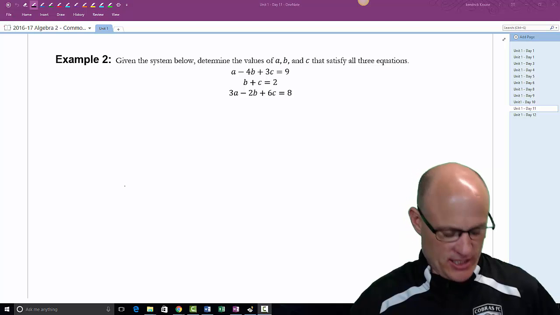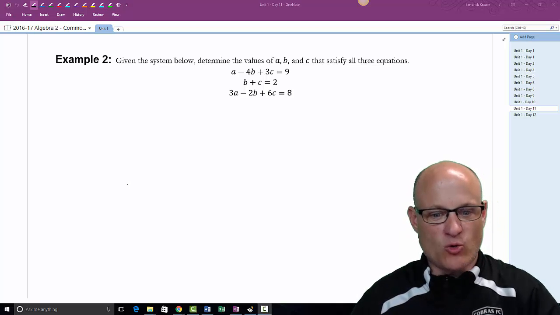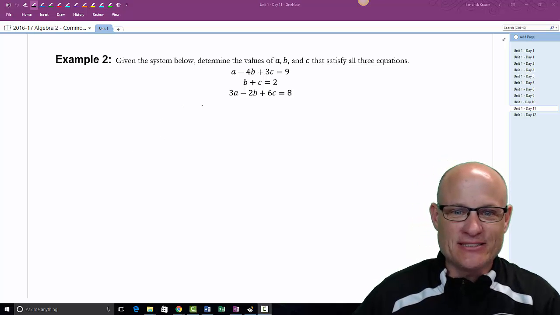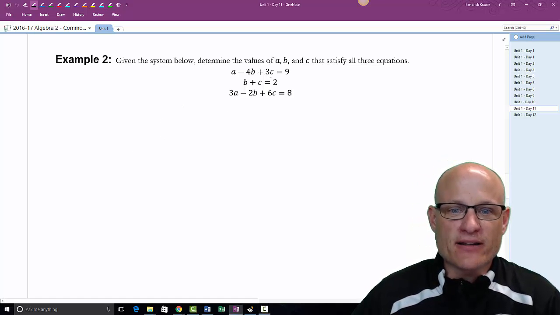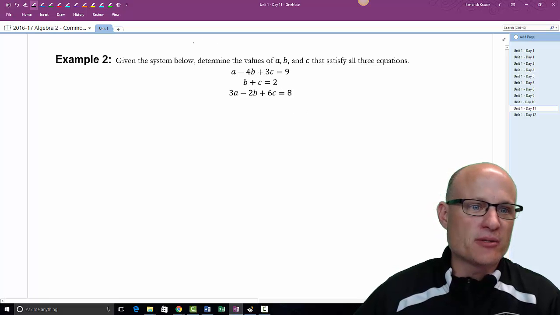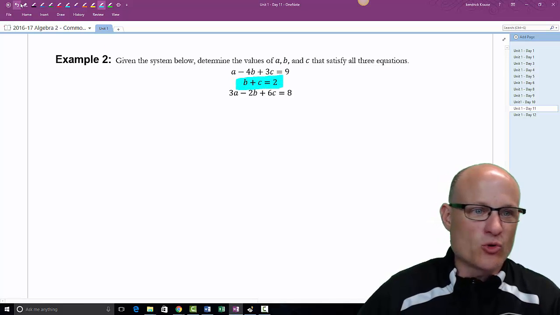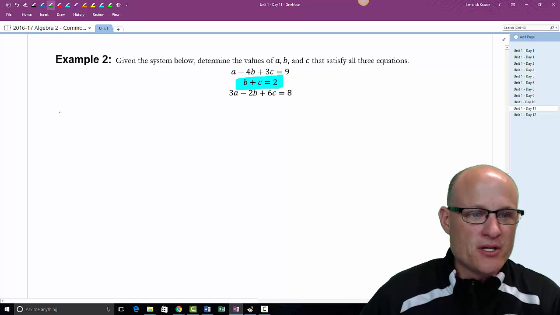So if you remember correctly, our first step is to take one of the equations and solve for one of the variables. And quite frankly, this is actually the easiest one to work with right here. I should probably be doing this in a color. I'm going to work with this equation right here because it's just the smallest. It should be a little bit easier to work with.